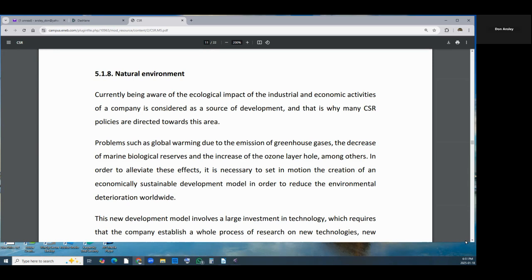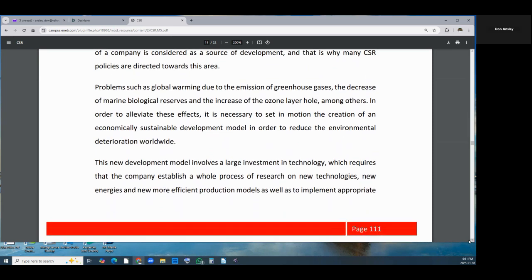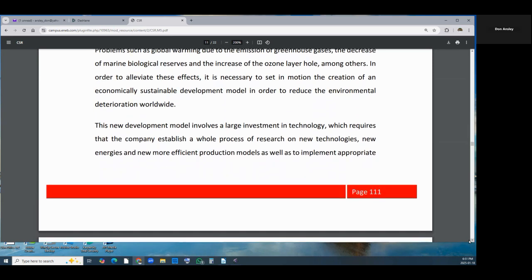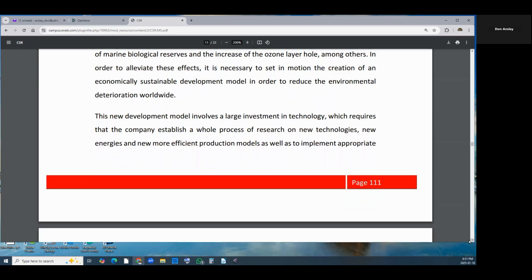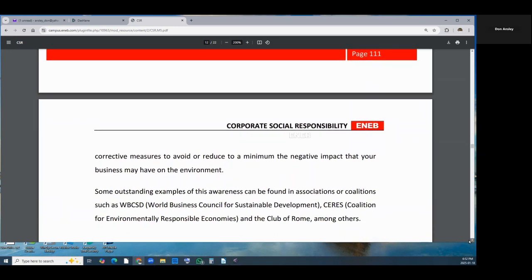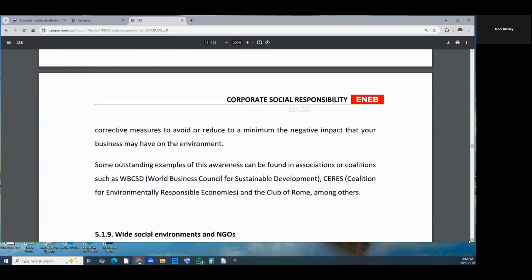This new development model involves a large investment in technology, which requires that the company establish a whole process of research on new technologies, new energies, and new, more efficient production models, as well as implement appropriate corrective measures to avoid and reduce to a minimum the negative impact your business may have on the environment. Some outstanding examples of this awareness can be found in associations or coalitions, such as World Business Council's Sustainable Development and Ceres, Coalition of Environmentally Responsible Economics, and Club of Rome, among others.